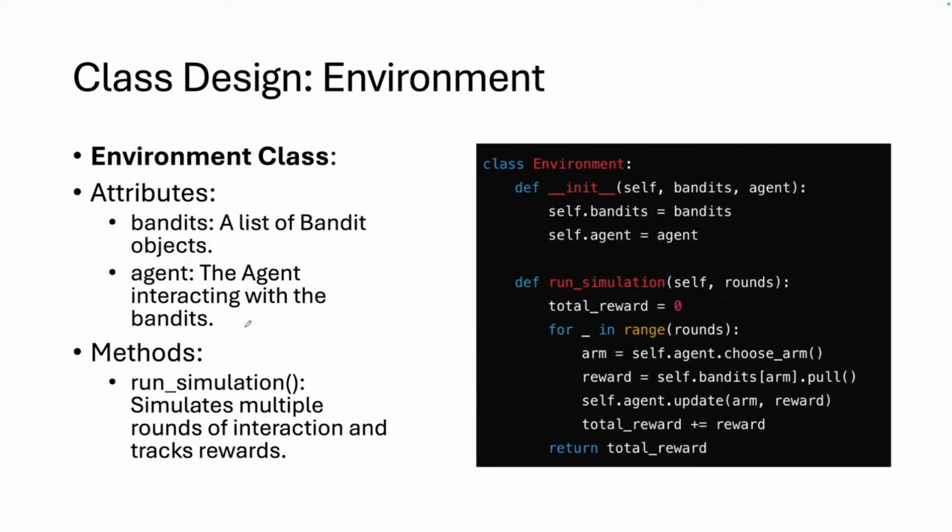Okay, class design. What's an environment? An environment just says how these things behave together. So an environment takes in bandits and agents, our bandit class and our agent class. And then it says, this is how the game is played. It says run simulation, so this defines how the game runs. It says for range in rounds. So for however many rounds we're playing, 1,000 rounds, I'm going to ask an agent to choose an arm. And then I'm going to get the rewards from those bandits. I'm going to update that agent. And then I'm going to calculate the total reward.